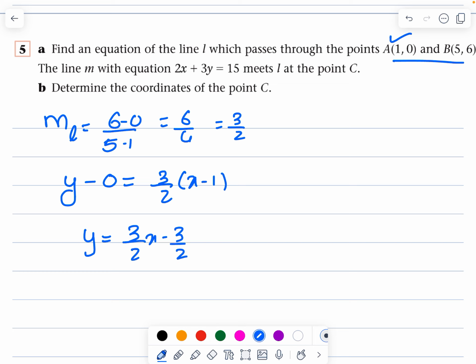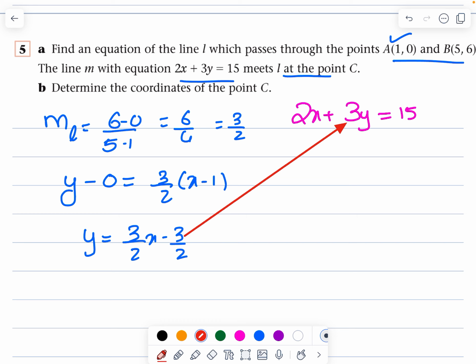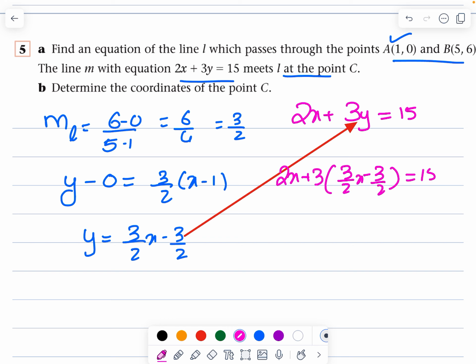Then line M with an equation meets L at C. Find the coordinates of C. So the equation of line M is 2x plus 3y equals 15. So we know that y is this one. So substitute: 2x plus 3 times y, 3 upon 2x minus 3 upon 2 equals 15. So 2x plus 9 upon 2x minus 9 upon 2 equals 15.